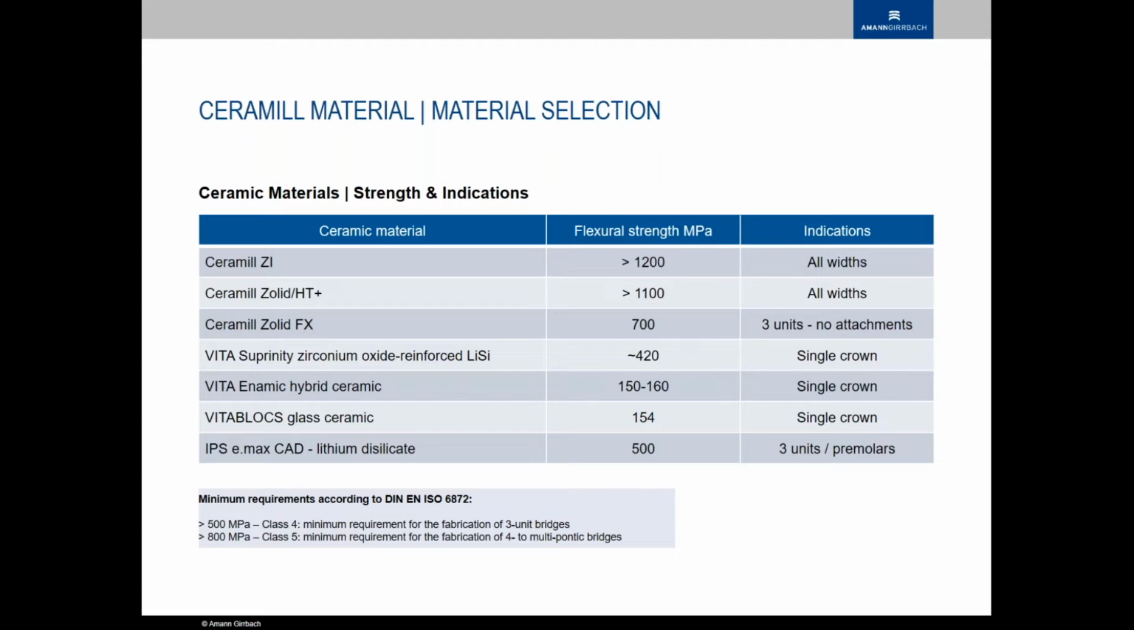The 420, roughly 420 megapascals, single crown indicated, be dynamic with 150 to 160. I think I already said that earlier. I might have mixed it up. I think I might have said Mark II, but I meant dynamic. The Mark II might be a little less even. Divida blocks, glass ceramic, no, they're right there. That's the Mark II, 154, so I was about right. And the lithium disilicate with 500, or as previously was known, with about 380.